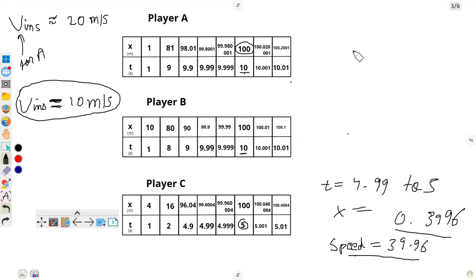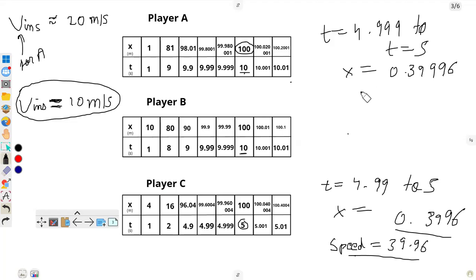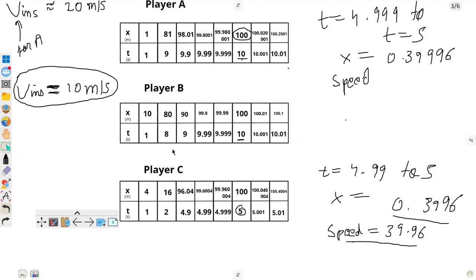But for the sake of actually finding its instantaneous speed, let us calculate the average speed during smaller and smaller time intervals. So at t is equal to 4.999 to t is equal to 5 seconds, the distance traveled will be 0.39996. Am I right? Check the calculation, guys. So our speed during this time interval, wait.